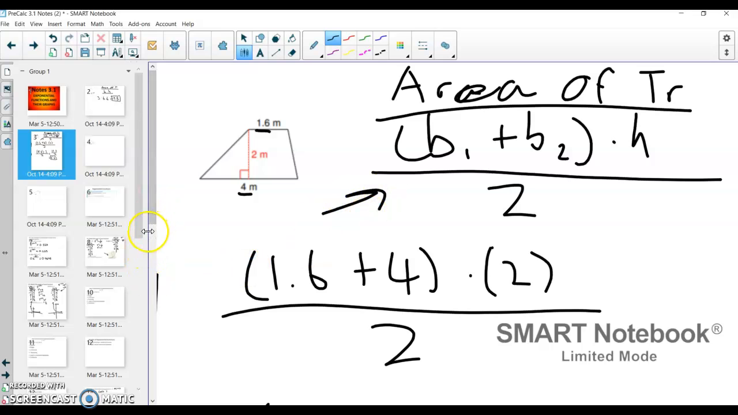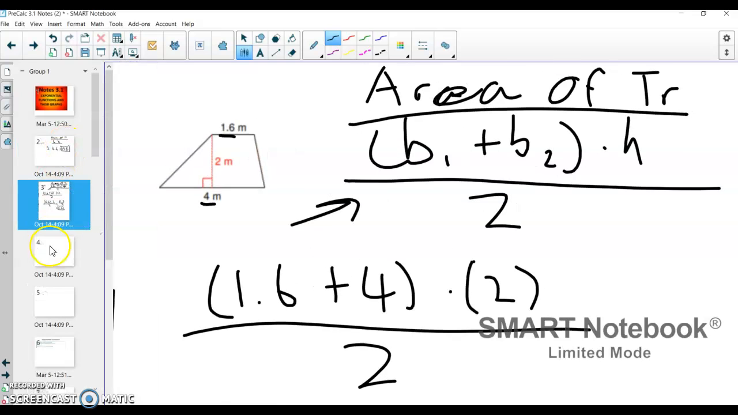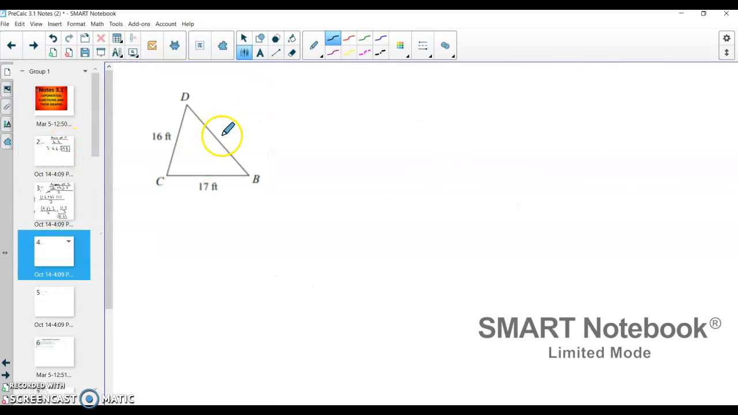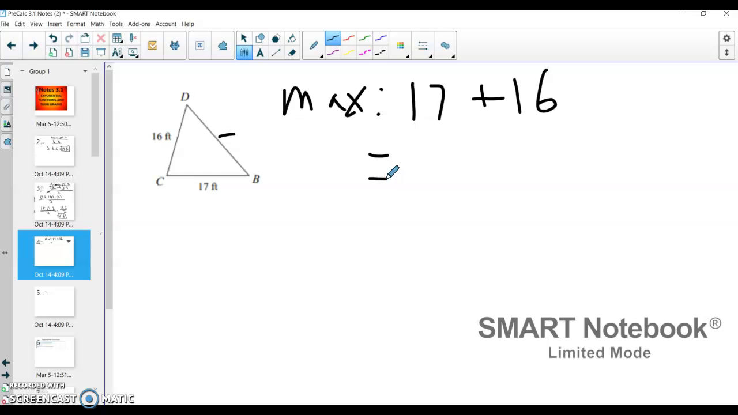Okay? The next one is going to be the triangle inequality. We want to find what's the maximum length this side could be and what's the minimum length this side can be. Well, we knew in class that when you add up any two side lengths, they always need to be bigger than the third length. And so right now, to find my maximum, I'm going to add my two side lengths, 17 plus 16, and that's going to give me, checking on my calculator so I don't screw it up, 33.